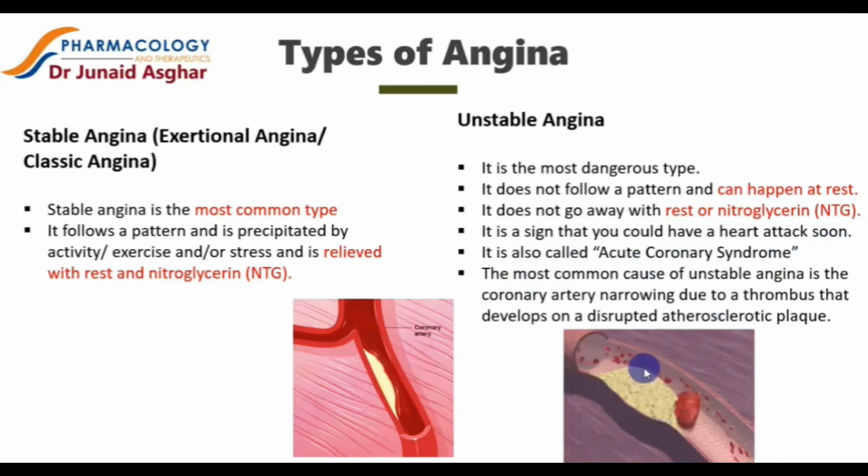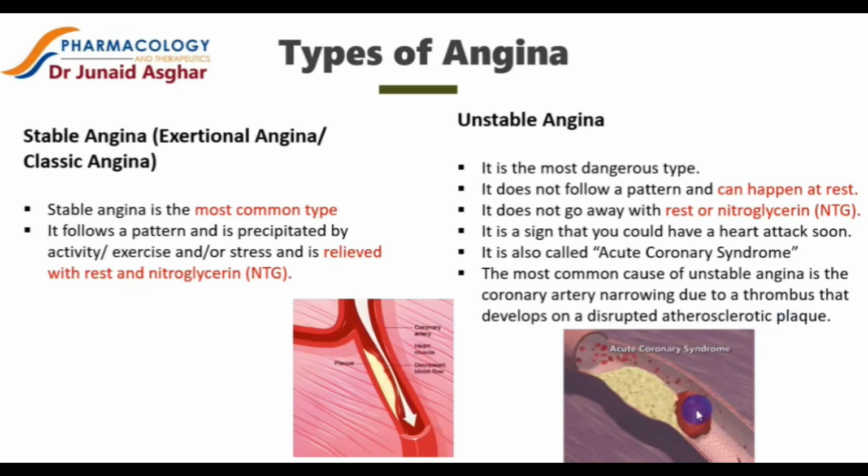So, acute coronary syndrome. Now, the most common cause of unstable angina is the coronary artery narrowing due to a thrombus or a blood clot that develops on a disrupted atherosclerotic plaque. Now, this is a coronary artery, and this is the plaque that I have been discussing so far. Now, there is a clot formation somewhere around here which will increase the blockade.